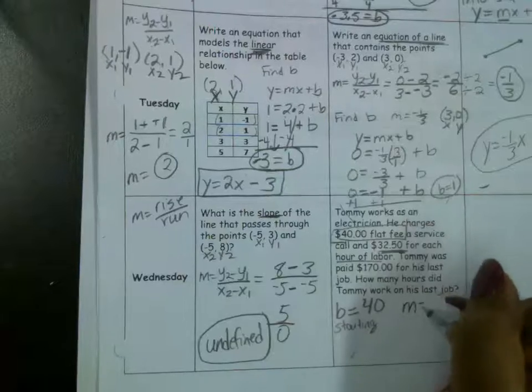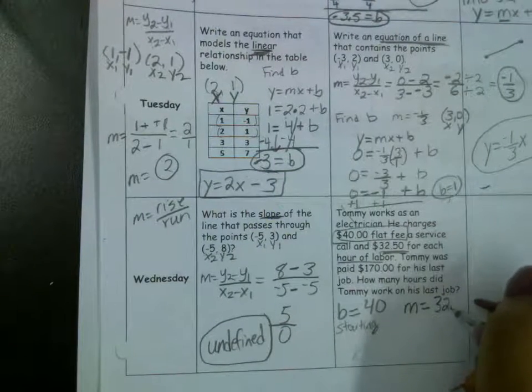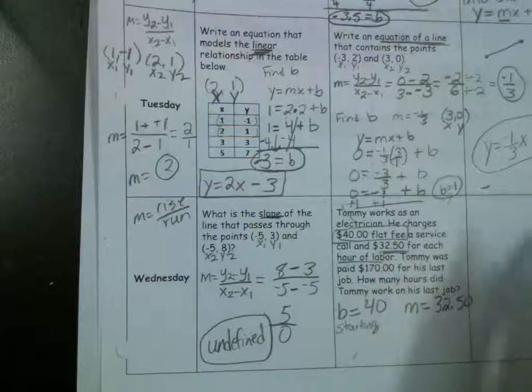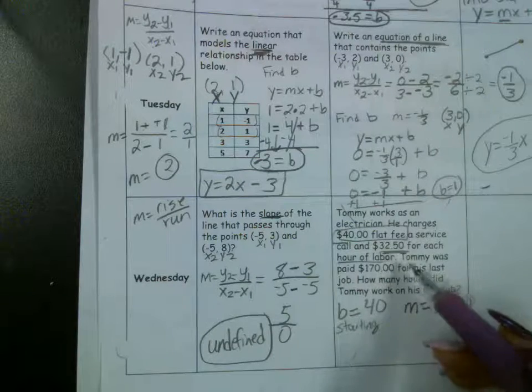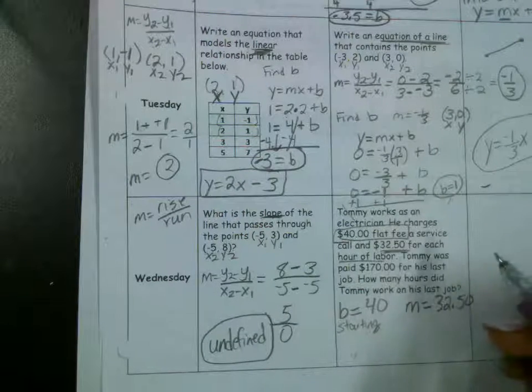$32.50. So M is equal to, what'd she say, baby? Oh, okay. She don't know. What were you making? Another packet.